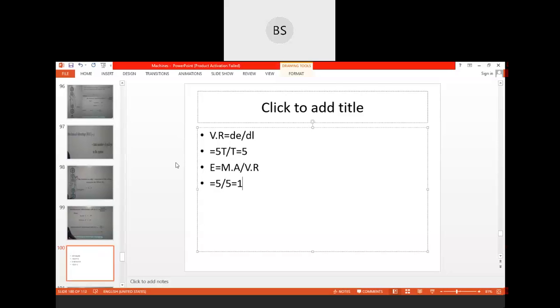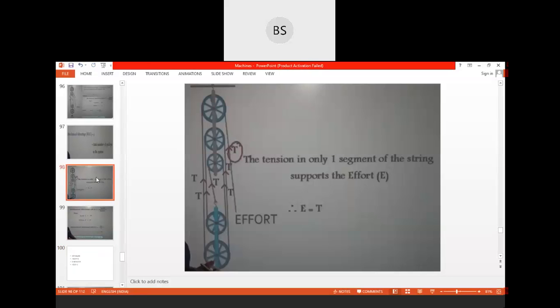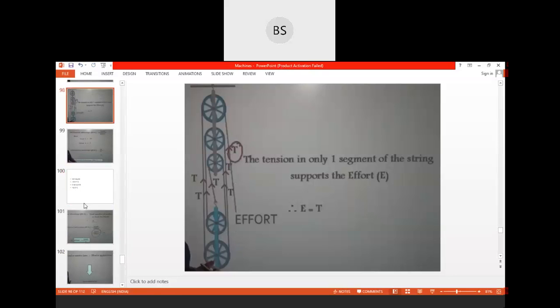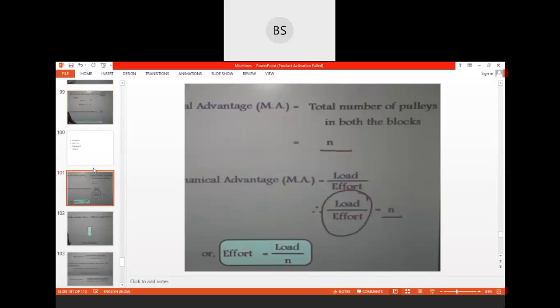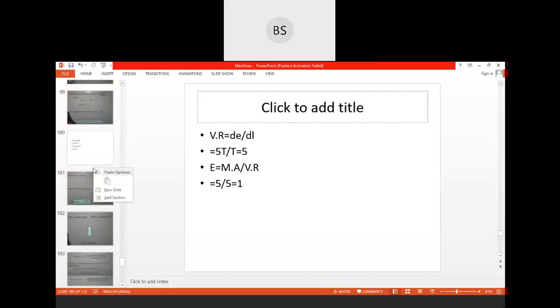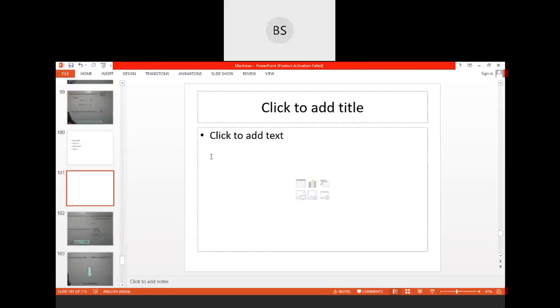Answer is 1. So efficiency, what did we get here? 1, when there are 5 pulleys in a frame. Correct? So velocity ratio we got 5 and efficiency we got 1. Okay, this is when the 5 pulleys we have taken and when we are applying the effort in a downward direction. So clear, children, about this? Any doubt here? Any doubt?